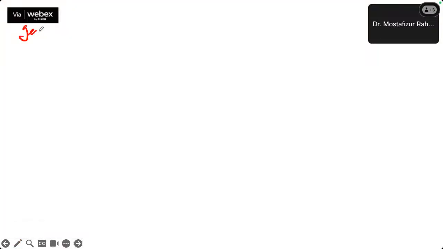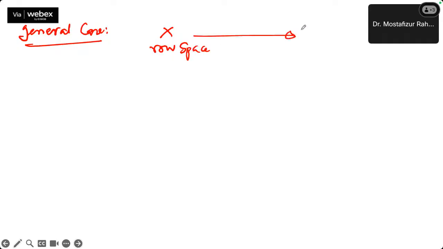So the general case is that you have some X in the row space. This is always in the row space, right? And my solution X is always in the column space. And I have to design a projector. What was my equation? My equation was Ax equals b, right? So how do I find a solution to this equation?